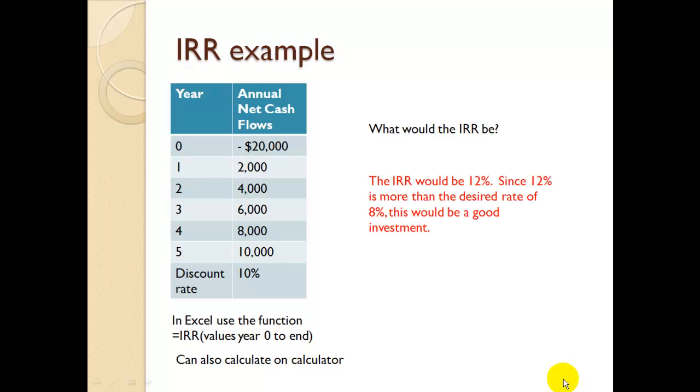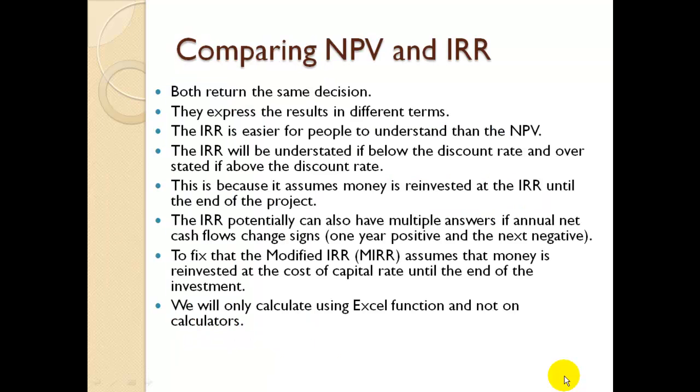When you do that, you get an IRR of 12%. Since 12% is more than the desired rate of 8%, this would be a good investment. Both NPV and IRR give you the same decision. Both said that it was a good investment because you were earning more than the discount rate. They express the results in different terms.